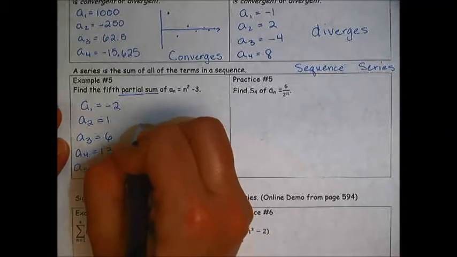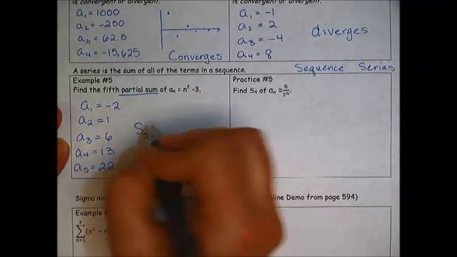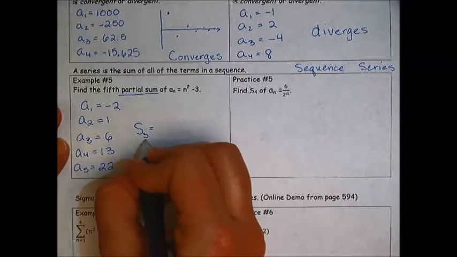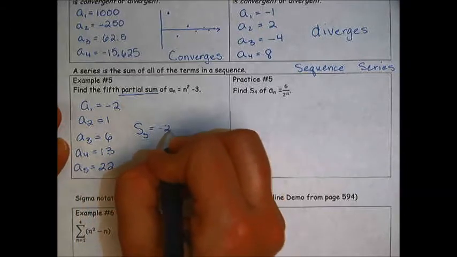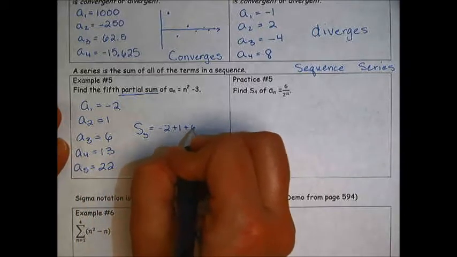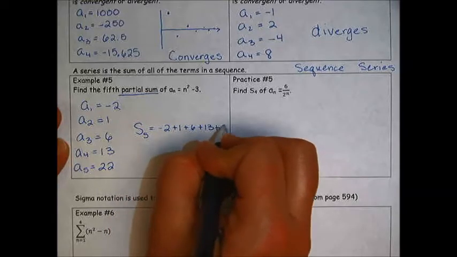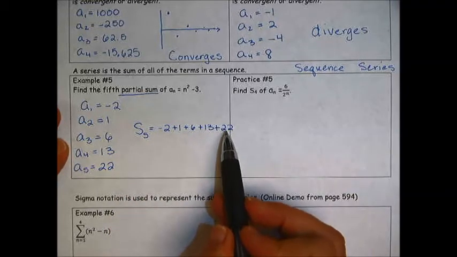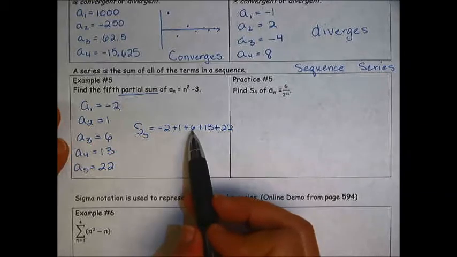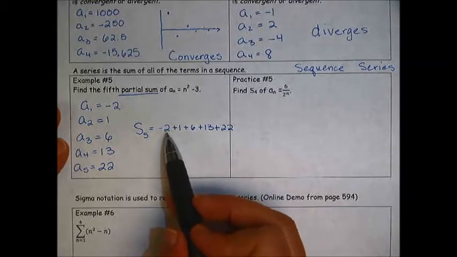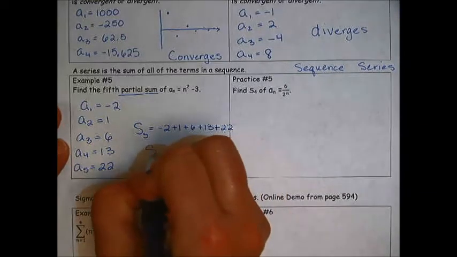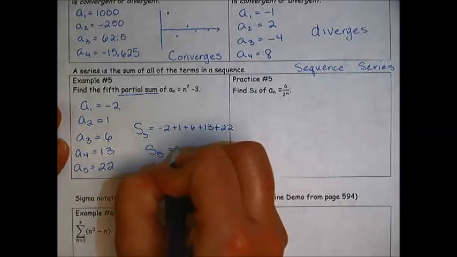So the notation is you use an S and put a subscript of 5 to mean the sum of the first 5 terms. So negative 2 plus 1 plus 6 plus 13 plus 22. So 13 plus 22 would be 35, 41, 42 minus 2, and the sum of the first 5 terms would be 40.